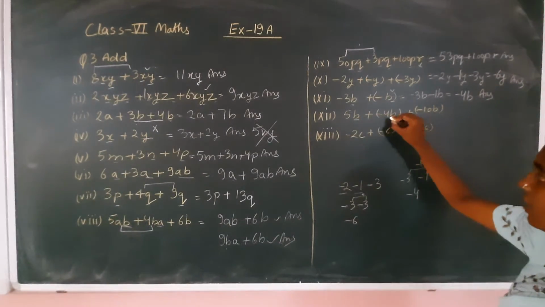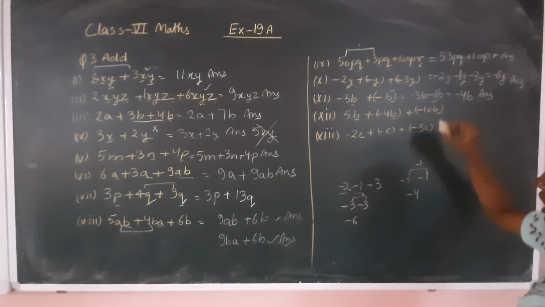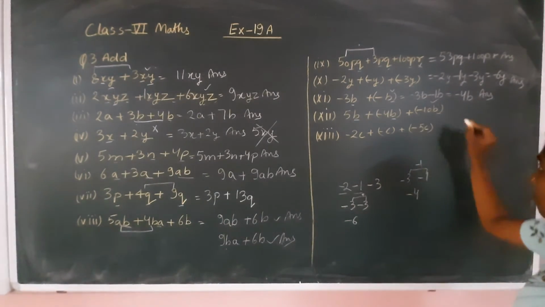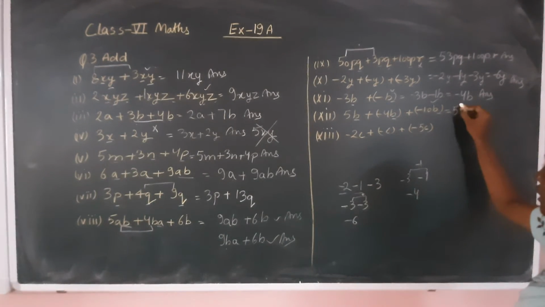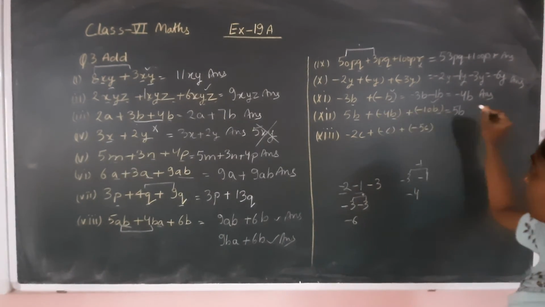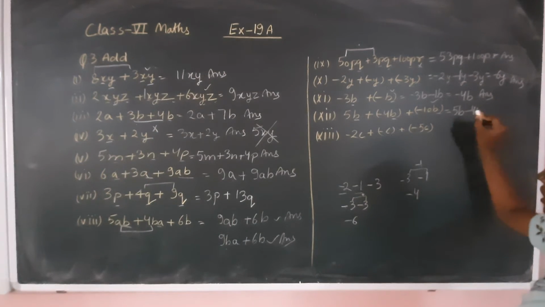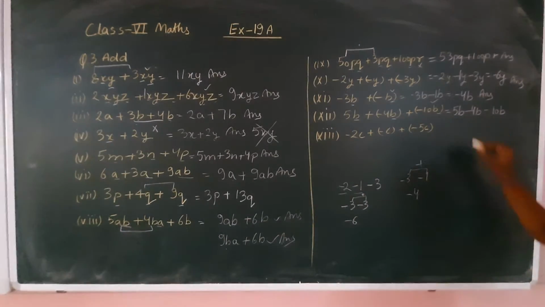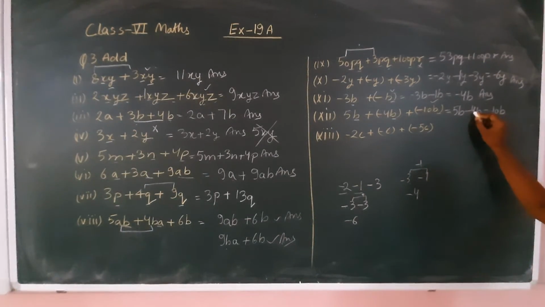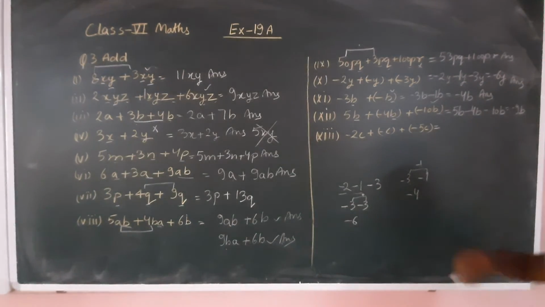Now here is b, here is b, here is b. Yes, they are like terms, they will get added up. First of all open the bracket. 5b, plus minus will become minus, 4b, plus minus will become minus 10b. Yes. Now 5 minus 4 is 1. 1 minus 10 is minus 9b. That is the answer.